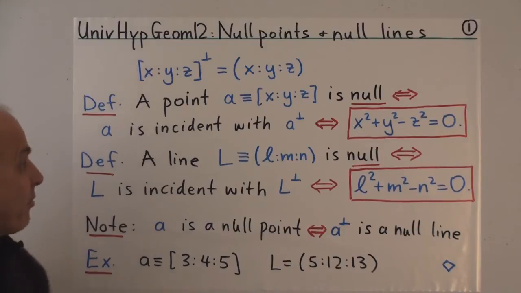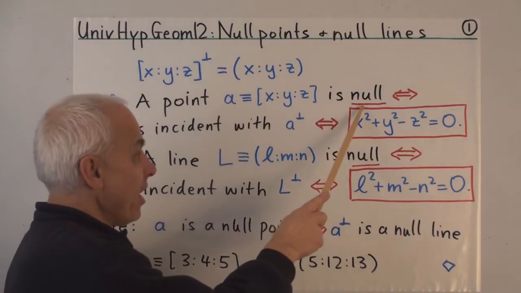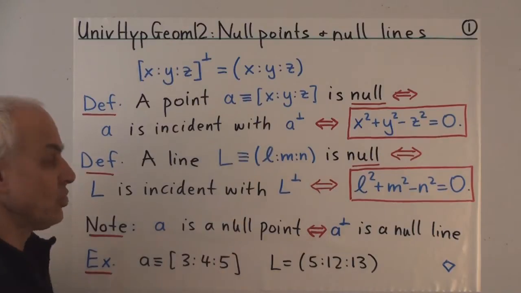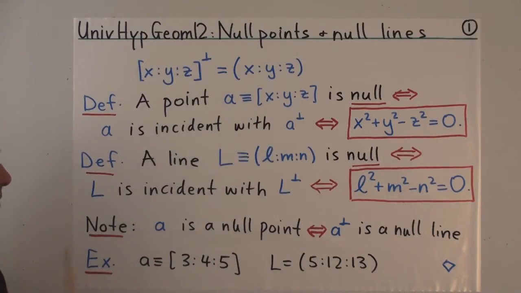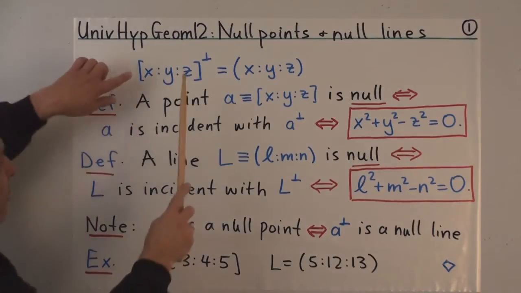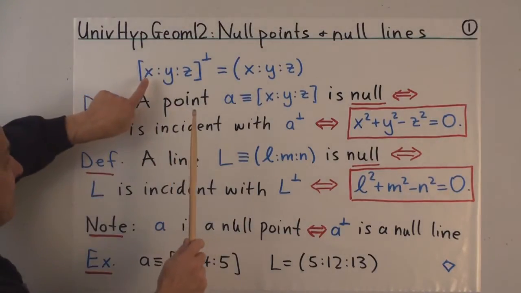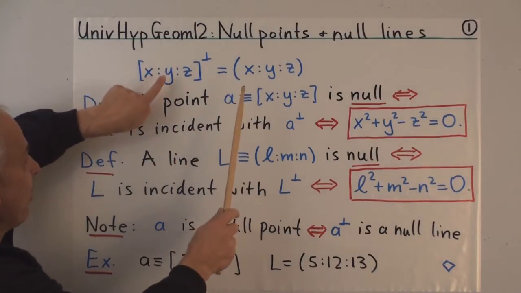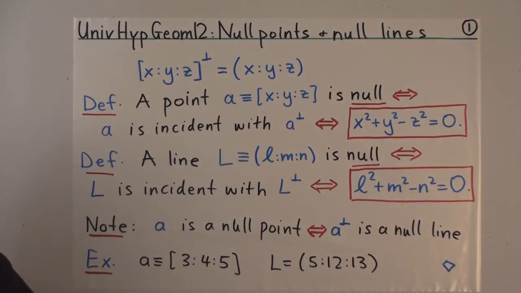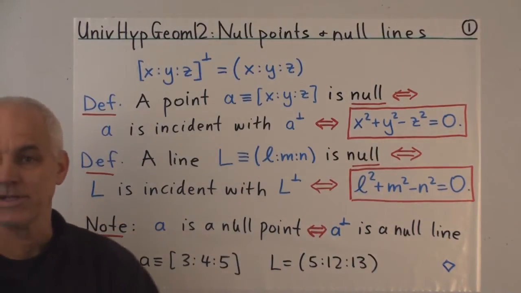So now we can say that the point A, given by the proportion x to y to z, is null precisely when A is incident with its dual A perp. In other words, when A lies on the dual line. So when would a point like this lie on its dual line? Well, the incidence is exactly x times x plus y times y minus z times z equals 0. So here is the crucial relation between x, y, and z that determines a null point.